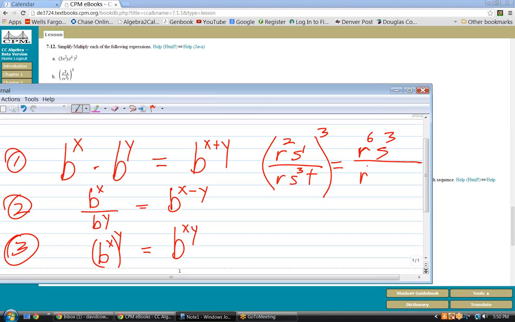R to the 3rd. And s to the, is it the 27th or is it the 9th? 9th. Remember, we're multiplying the exponents. We're not cubing them. In other words, this rule right here applies to the bottom as well as the top. So I'm going to multiply 3 times 3 to get s to the 9th. And then, t to the 3rd.